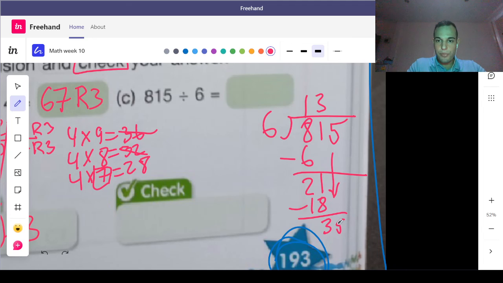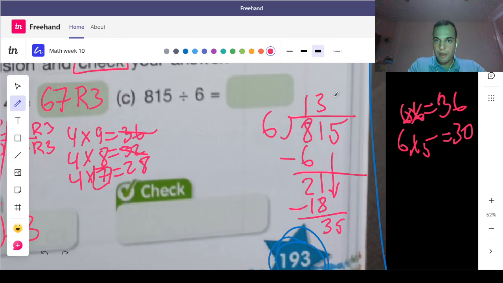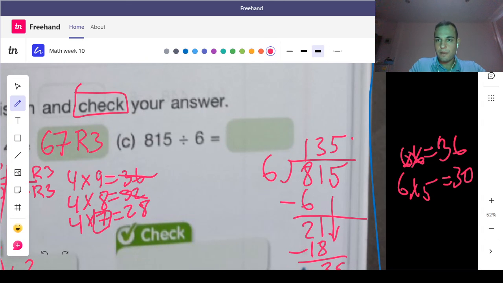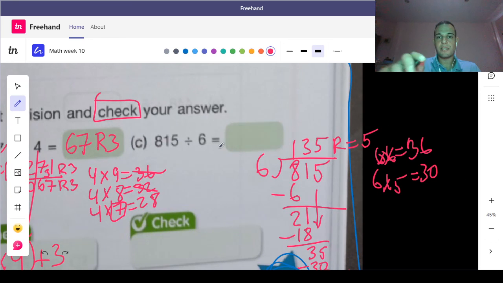6 goes into 35. Well, remember, 6 times 6 is 36. So it's not going to be 6. 6 times 5 equals 30. So it has to be a 5. So we'll do 35 minus 30. The remainder equals 5. So we have 135, remainder 5. Okay? So here we go. That's our answer. Let's check it.